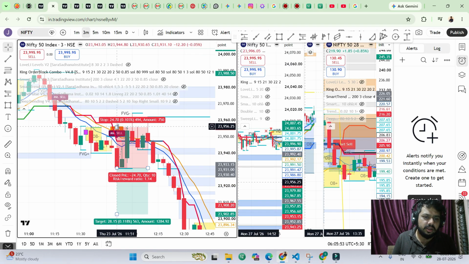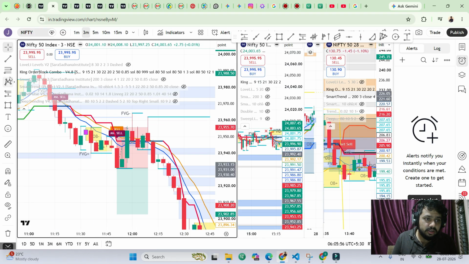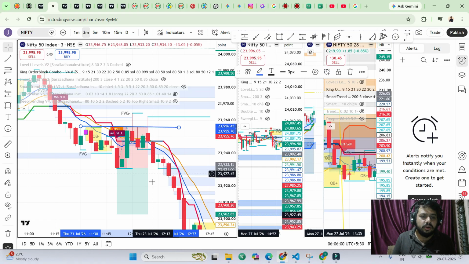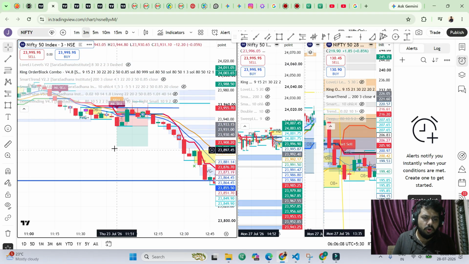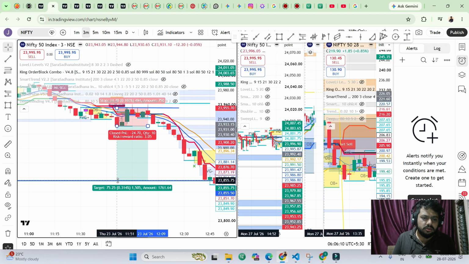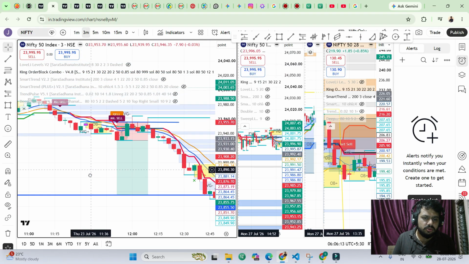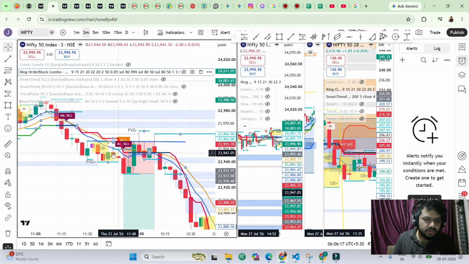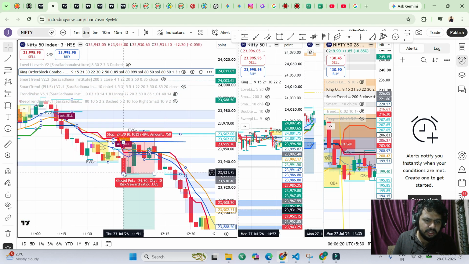Like, if there is an SL got hit, but you see this level keeps on getting rejected, then why are you not re-entering it? Re-entering the market. You can observe how one huge fall came. This order block minus mitigation sell came.